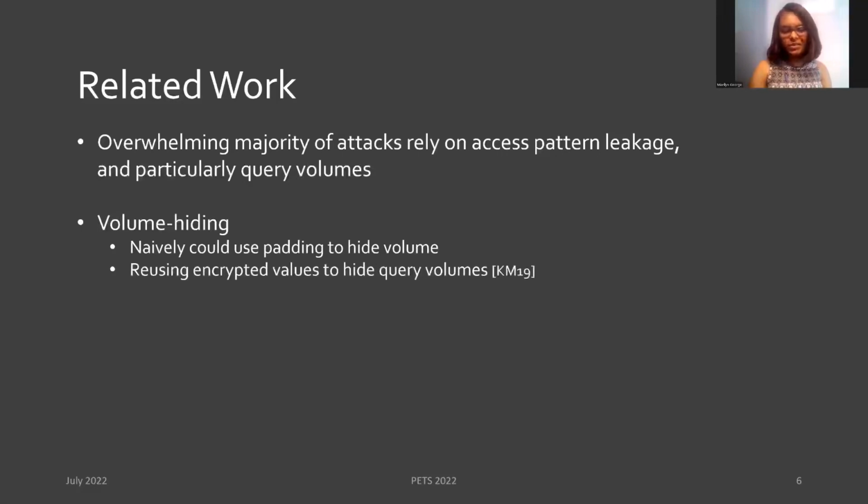And so in 2019, Kamara and Moataz proposed the first volume hiding scheme, which would reuse encrypted values, so use encrypted values from other responses instead of using only padding, and therefore hide the query volumes of the label that's being queried. And later in 2019, Patel, Persiano, Yeo, and Yung proposed the formal definition of volume hiding and also introduced a second volume hiding scheme. In this work, the definition of volume hiding that we use is the one that was proposed in the Patel et al. paper.